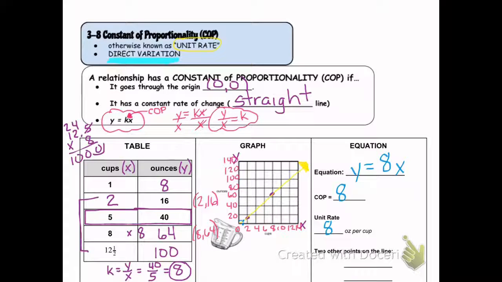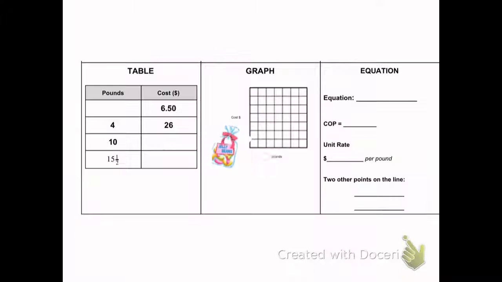For 2 other points on that line, we can use 2 that are already in our table, or we could do some others. I know that (3, 24) will be on the line, because if x is 3, then y is 24. I know that (10, 80) would be on the line, because if x is 10, y is 80. So as long as I know the relationship, I can keep giving an infinite number of points that would be on that line.